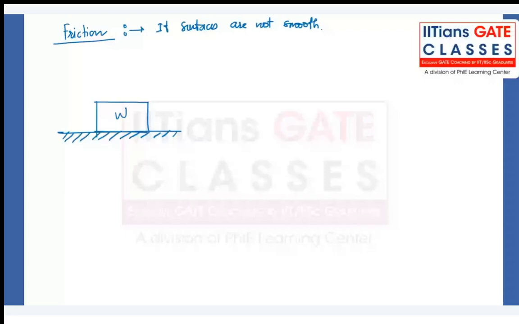So static friction is a concept when the body is in equilibrium, and whenever the body is in motion, we call it kinematic or dynamic friction. So let's draw a simple figure to understand this concept.